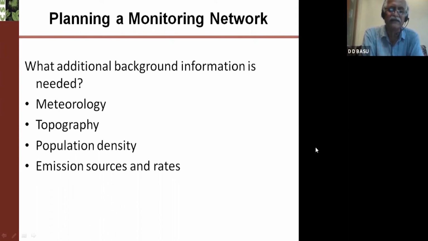Emission sources and the rates, that means the inventory of the emission sources must be there. Without the inventory of the emission sources, without the meteorological condition, and also the habitat, all the heritage buildings are there. All the things should be considered when planning a monitoring network. Next.